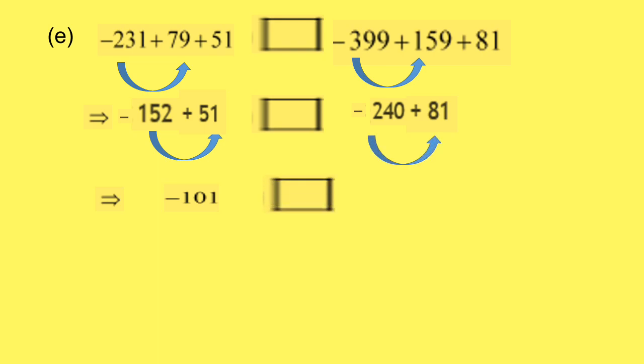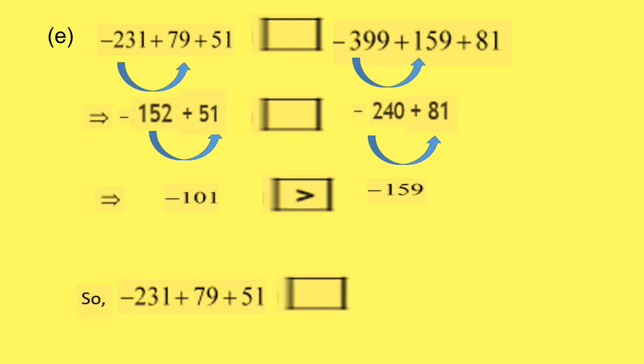Here also I will subtract 81 from 240 and put the minus symbol. So minus 159. So I got two negative integers. So 101 is smaller than 159 in magnitude, so minus 101 is greater than minus 159 because both have the negative symbol. So finally I will write the answer like this.